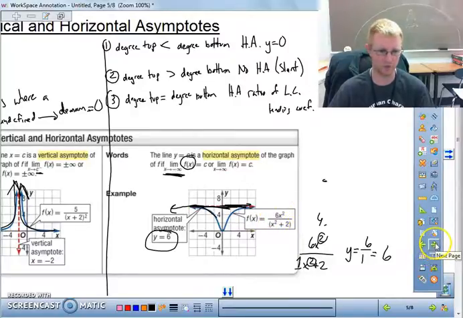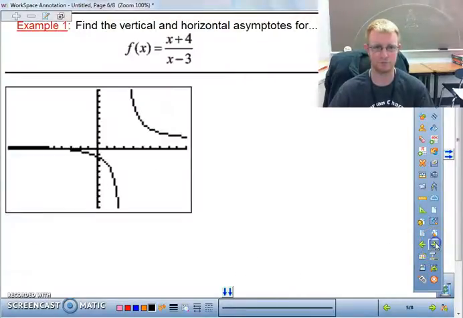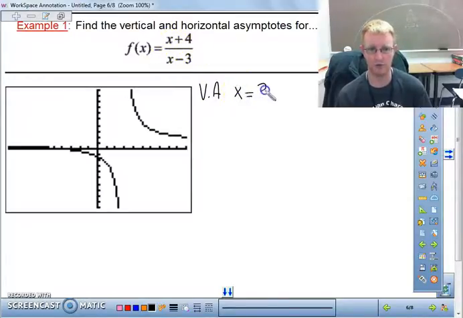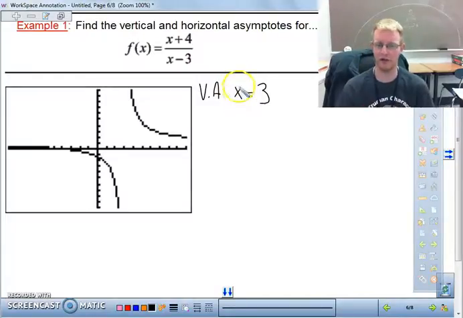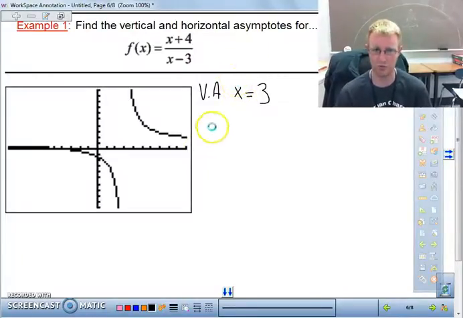All right, so let's look at a couple of examples here. All right, so find the vertical and horizontal asymptotes for x plus 4 over x minus 3. So if you look at this, the vertical asymptote is going to be where the bottom is equal to 0. What makes it undefined? Well, x equals 3. Notice I put x equals. That's important. You need to make sure that you're writing x equals or y equals, depending on which one you're trying to find.